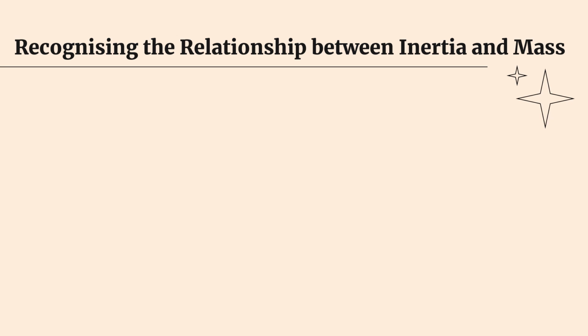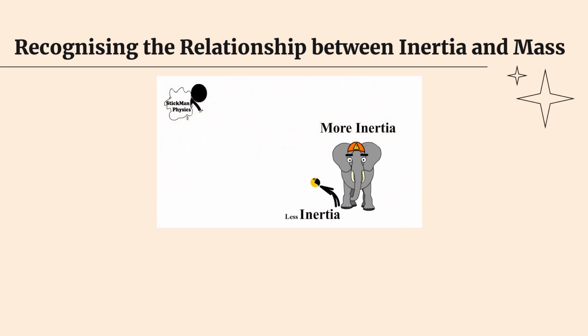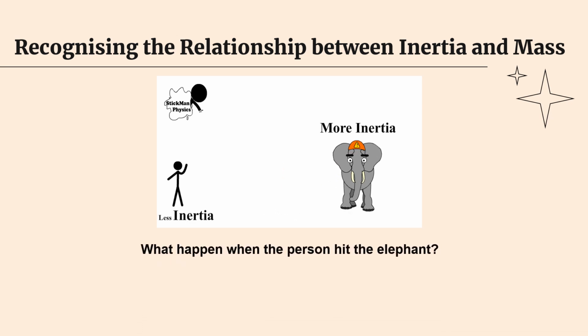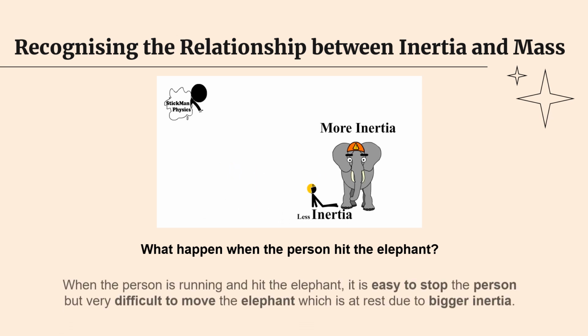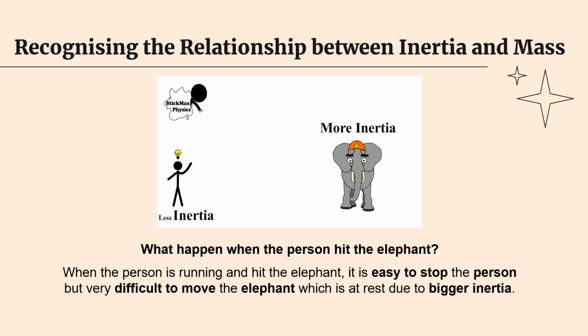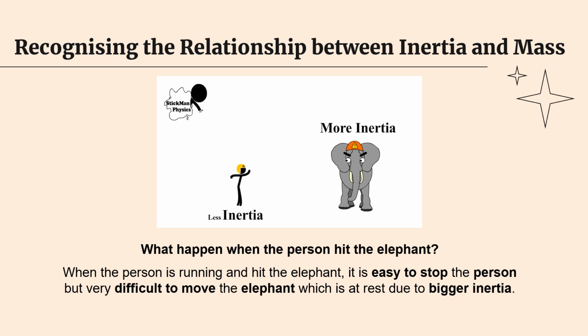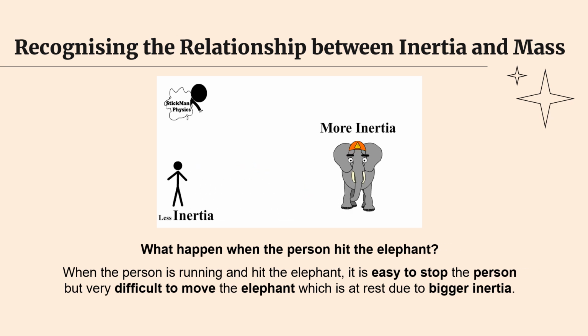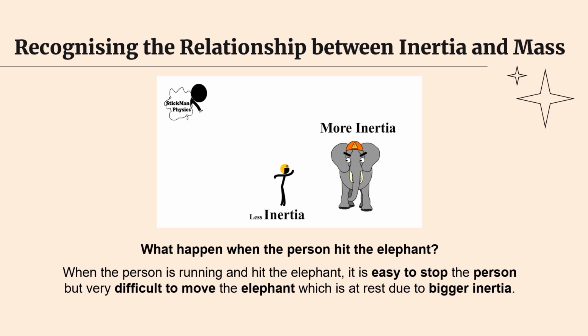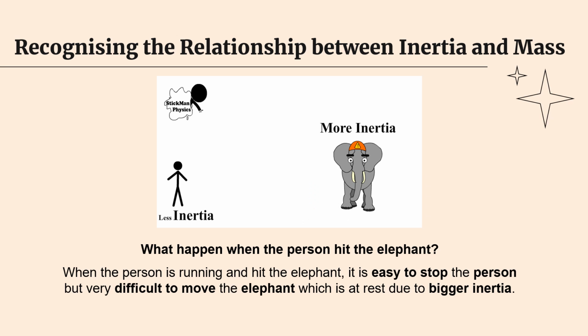Now, let us recognize the relationship between inertia and mass. Let's look again to the picture above. What happened when the person hit the elephant? When the person is running and hit the elephant, it is easy to stop the person, but very difficult to move the elephant, which is at rest, due to the bigger inertia.